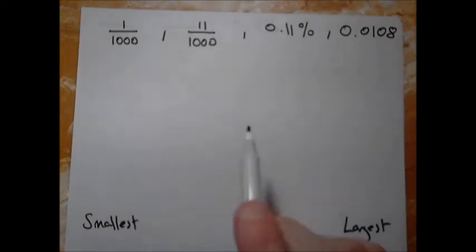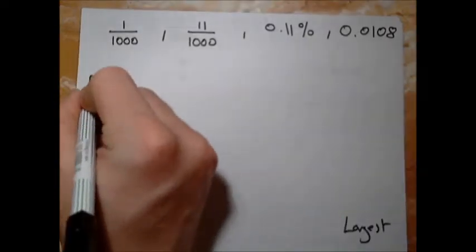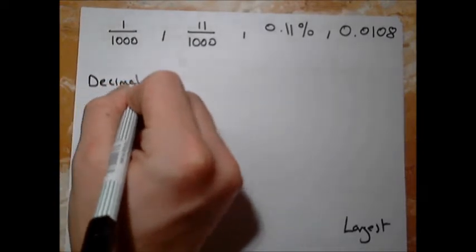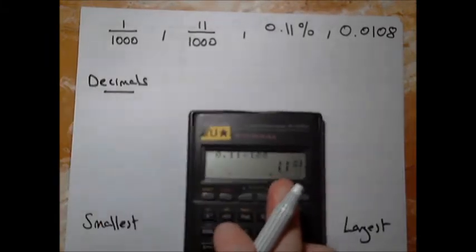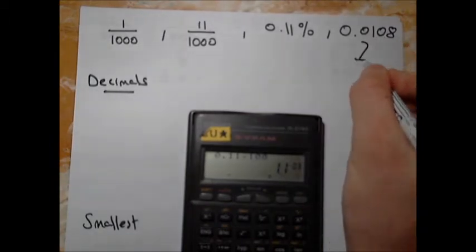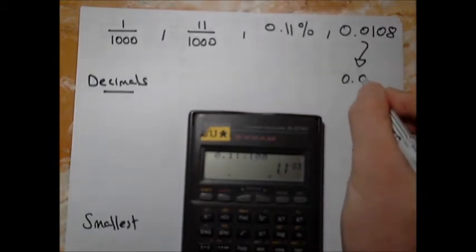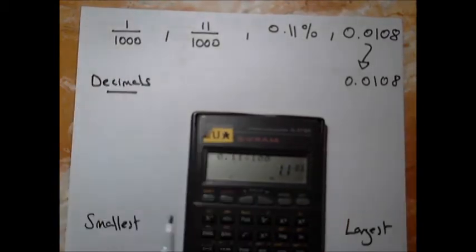So step one, generally with all these problems I would try and convert them to decimals. If we can do this, then it becomes easier to compare them from smallest to largest. So step one. First of all, this one is already a decimal, so I'm just going to copy it down. 0.0108.